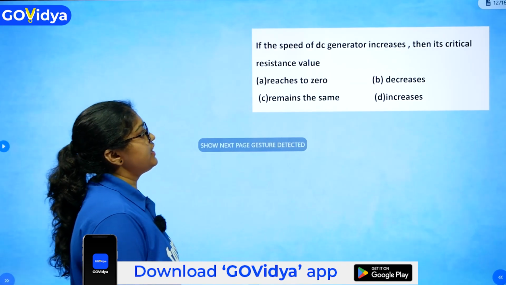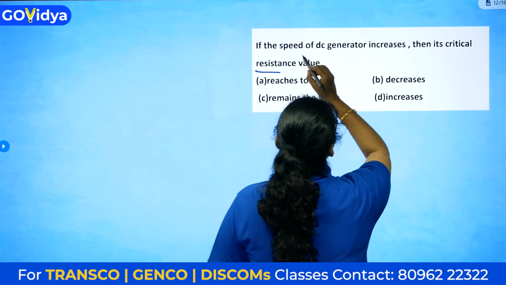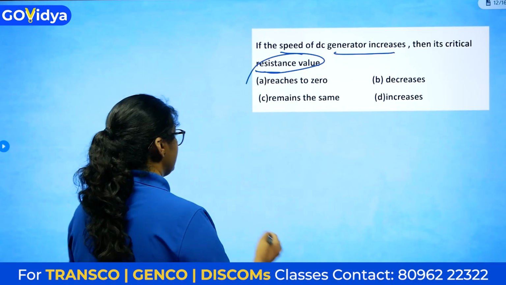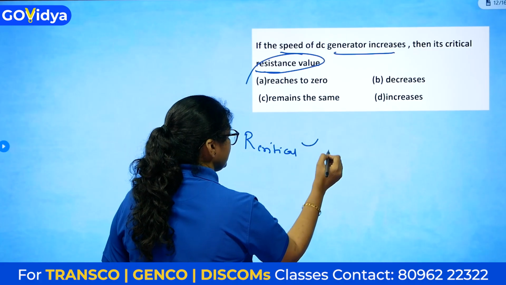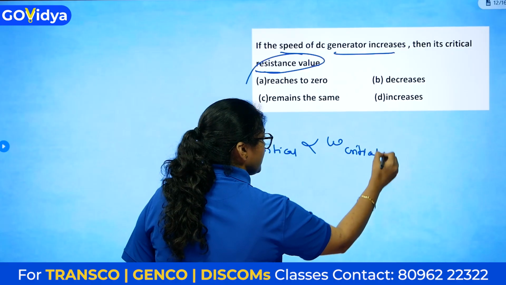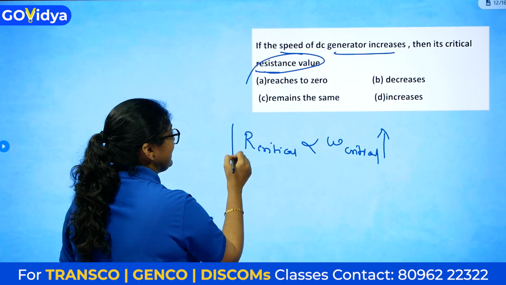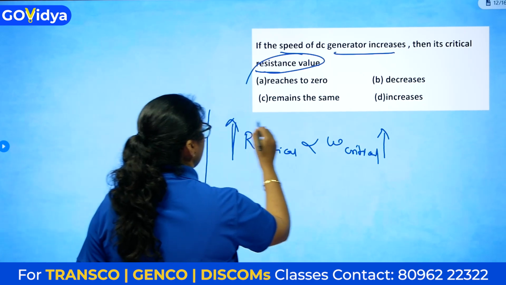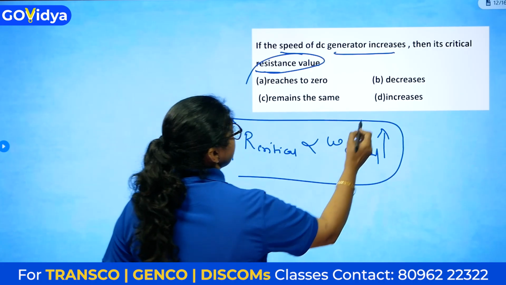If the speed of a DC generator increases, what happens to its critical resistance value? It's very simple. R critical is directly proportional to omega critical. When the speed increases, the resistance also automatically increases because they are directly proportional. Very important. Clear? So the answer will be D.